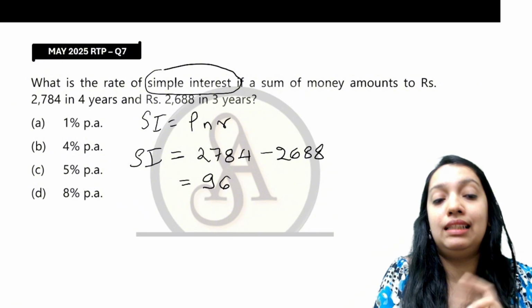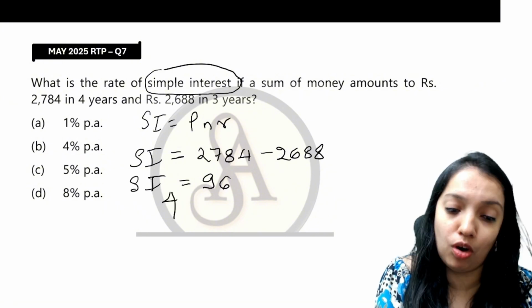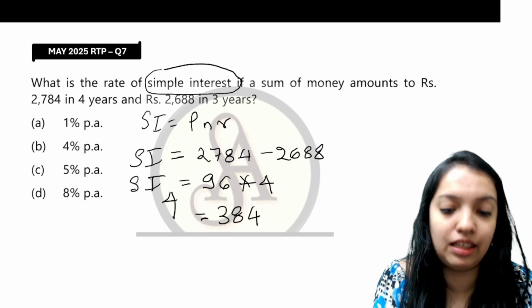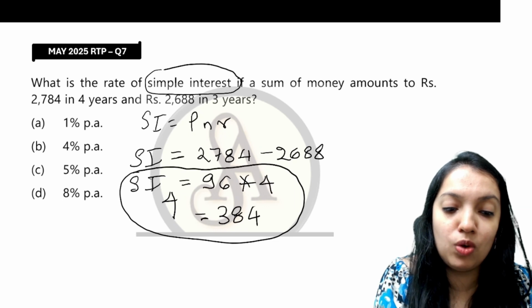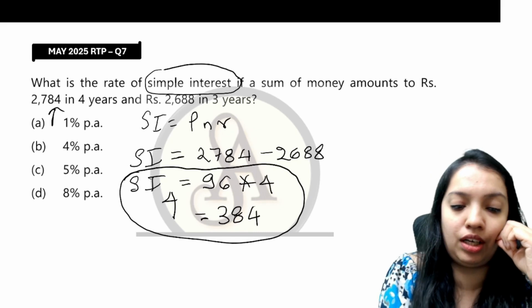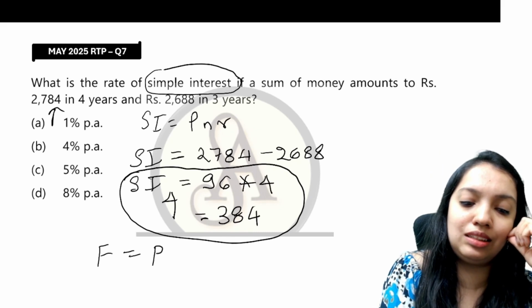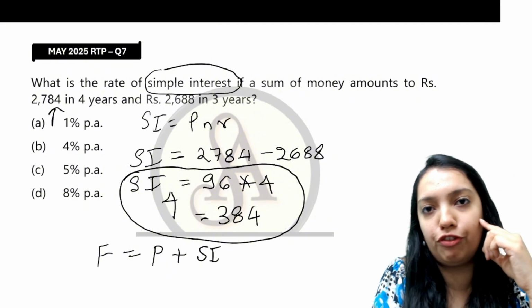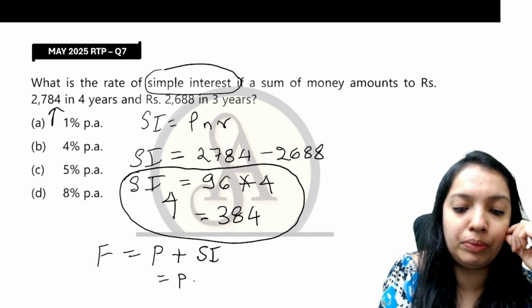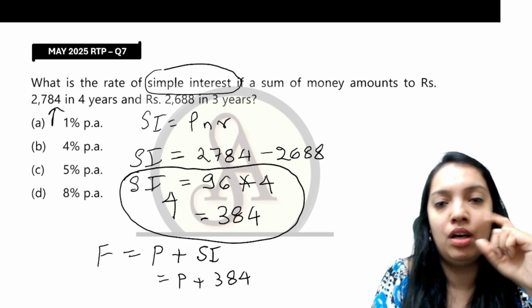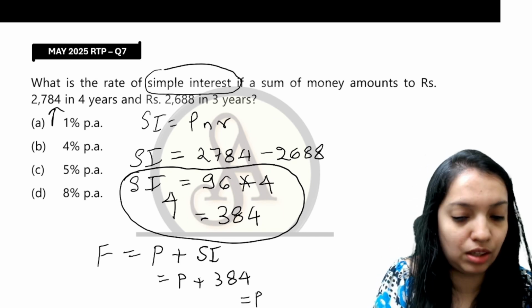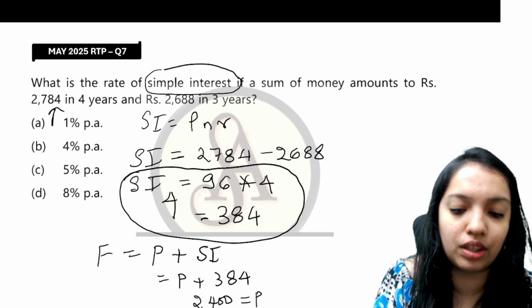This is simple interest for 1 year. Obviously, if I want simple interest for totally 4 years, I need to multiply this with 4 and I will get the value as 384. How do you get future value of 4th year? Future value they have given as 2784, correct? Future value is usually given as principal plus simple interest for 4 years. So, future value 2784 is equal to principal plus 384. So, if I want principal value, it is 2784 minus 384, which is 2400 rupees.